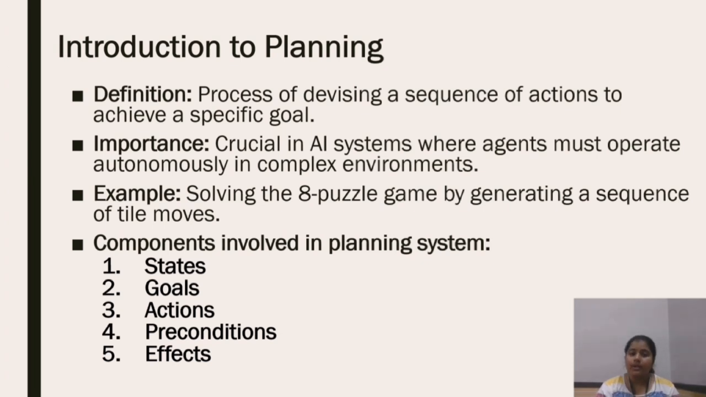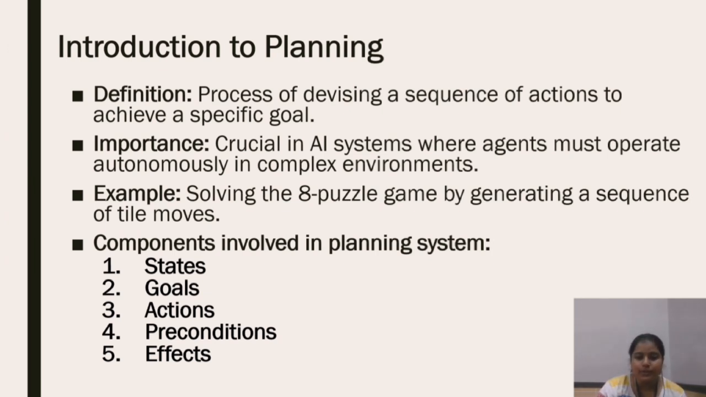Now, why is planning important? It is important because the agent must operate autonomously in a complex environment. The agent is not being guided by anyone. It has to perform autonomously. And that is why we need planning. An example of planning would be solving an 8 puzzle game by generating a sequence of tile moves.